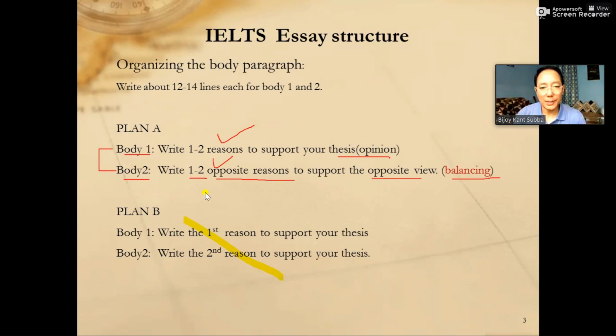In your case, Yuvraj, because you have started with a disadvantage, in body paragraph 2 you'll write about the advantage, two advantages. Either way, whether you agree or disagree, or whether you take a balanced view, sitting on the fence, you have to write two opposite views. Okay, body paragraph 1 ko, body paragraph 2 ma, opposite views. And this balancing is very important.